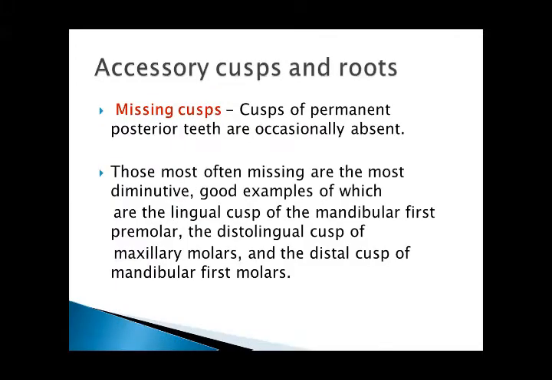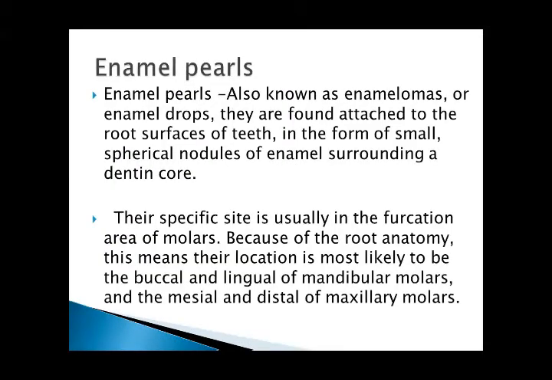Enamel pearls, also known as enamelomas, are enamel drops. They are found attached to the root surfaces of teeth in the form of small spherical nodules of enamel surrounding a dentine core.